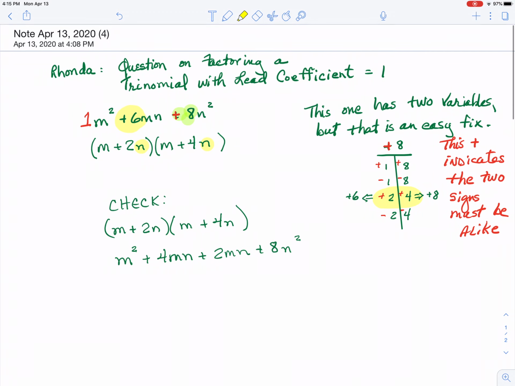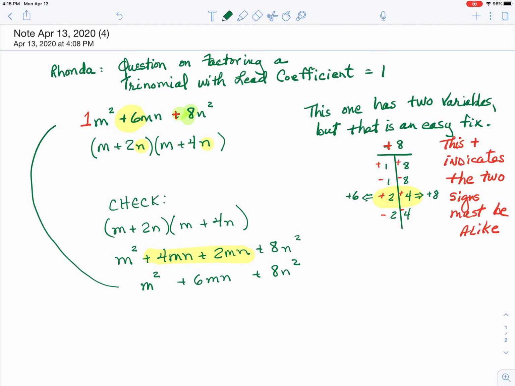And now you see these two in the middle that match up. So we're going to combine those. And this 8n squared doesn't have a mate, so we will just copy it down. And you can see from my check that that takes me right back to the original trinomial.